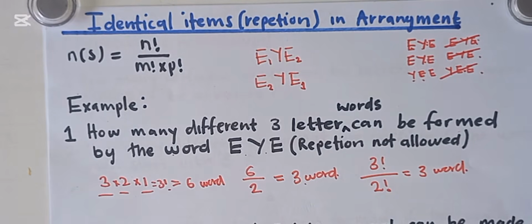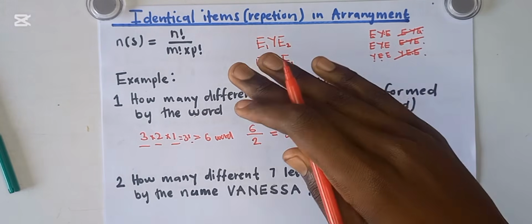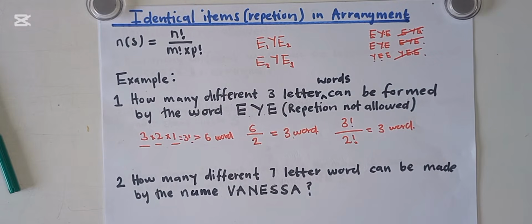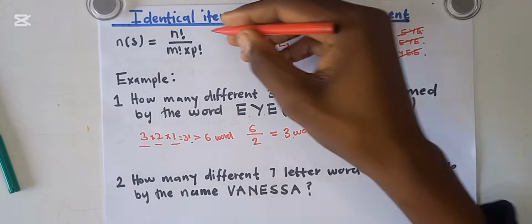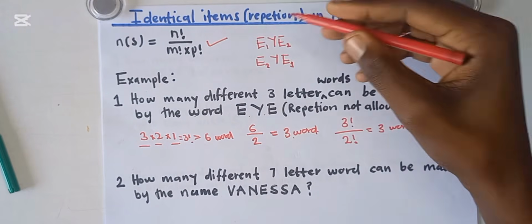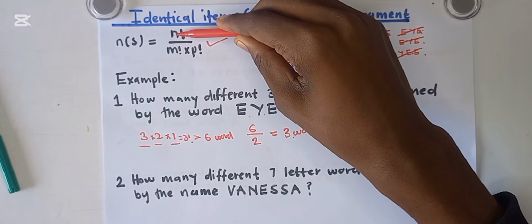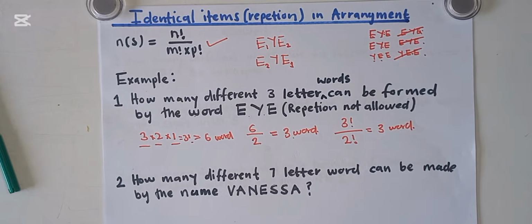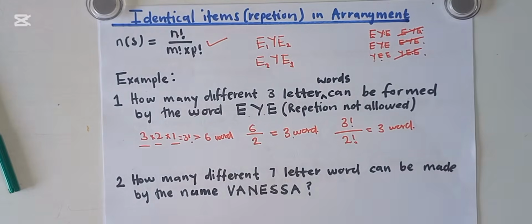So what I want you to understand when you're dealing with repetition is that you first calculate the number of ways that the letters can be arranged, and divide by the repeated letters. You can use this formula so that you understand it: n is the total number that can be arranged, and this one is the repetitions that are there. So that's it about the arrangement.